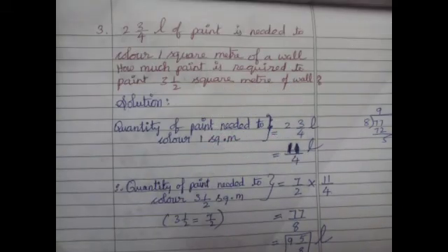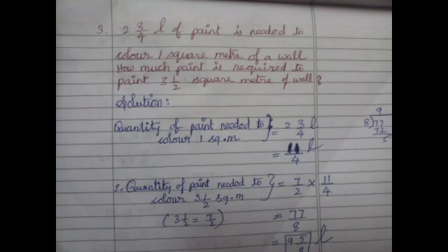The last sum in this exercise: 2 3/4 liter of paint is needed to color 1 square meter of a wall. How much paint is required to paint 3 1/2 square meter of the wall? That's the question. So for 1 square meter it is given, and they are asking for 3 1/2 square meter of a wall. So it's a multiplication solution.